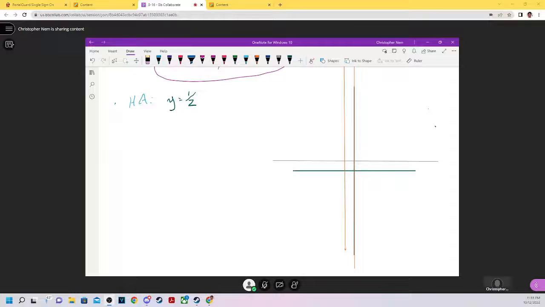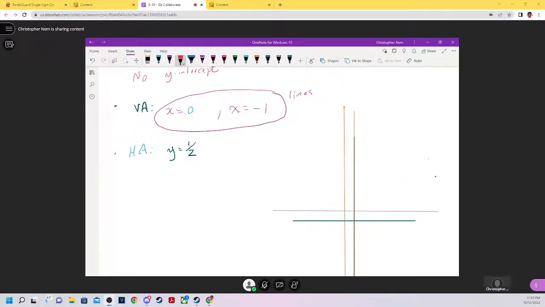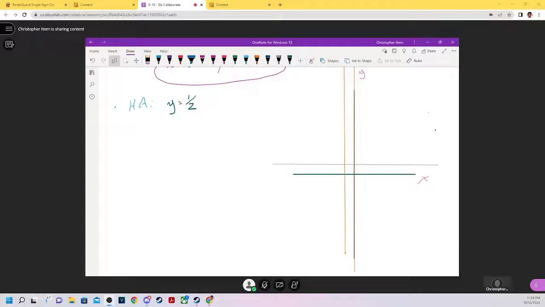These are the lines my graph will never touch. I need to know how it behaves near these asymptotes: x equals 0, which is the y-axis, and this is x equals -1. That means I have to understand the behavior to the left side of -1 and the right side of -1, then the left side of 0 and the right side of 0. They might not be the same, so I need to do a table in particular.